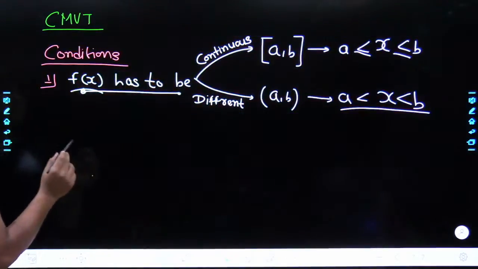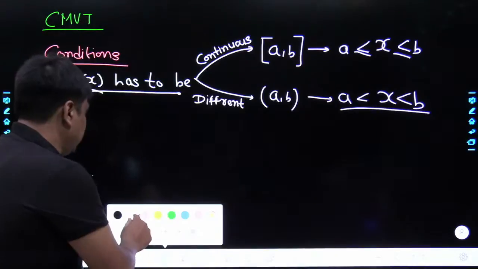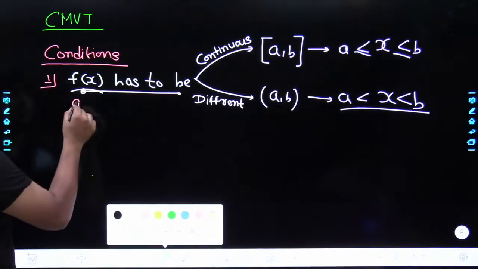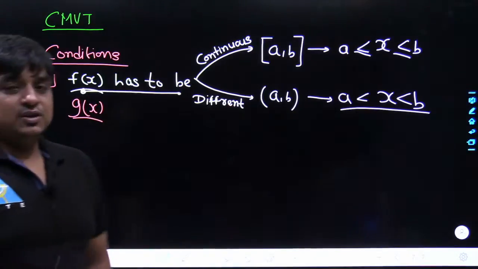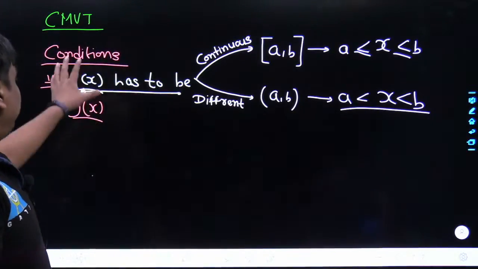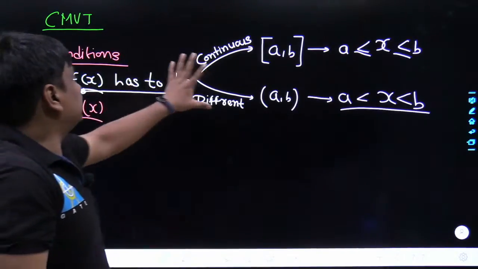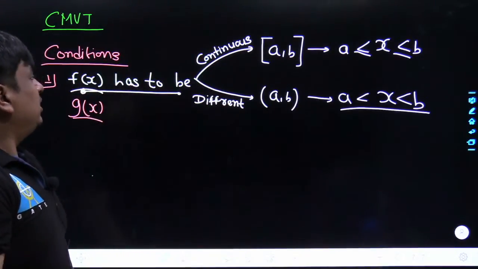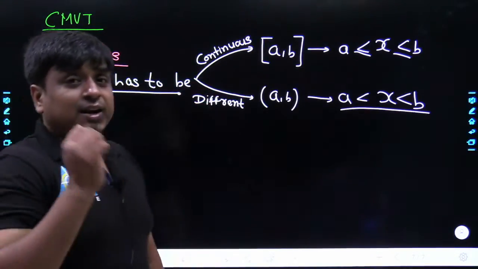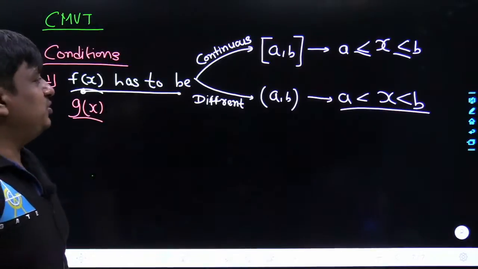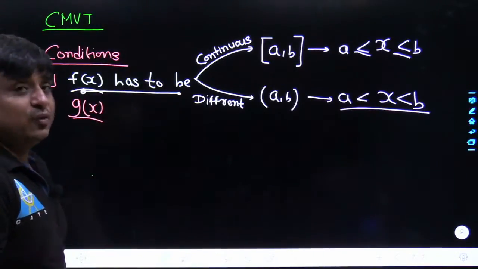Now the same condition has to be followed, but here we are not going to deal with a single function, we are going to deal with two functions. Let's take the two functions f of x as well as g of x. Both have to satisfy this requirement, where continuity has to be ensured within the closed interval A comma B, and at the same time differentiability has to be ensured within the open interval A comma B, obviously for both f of x and g of x.